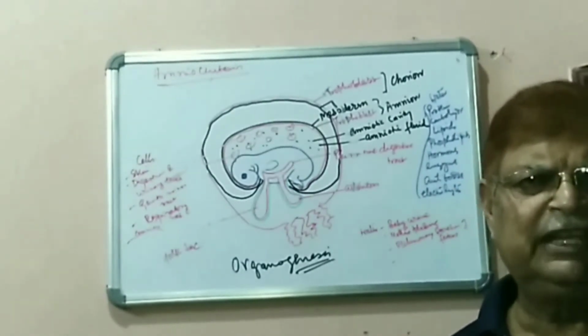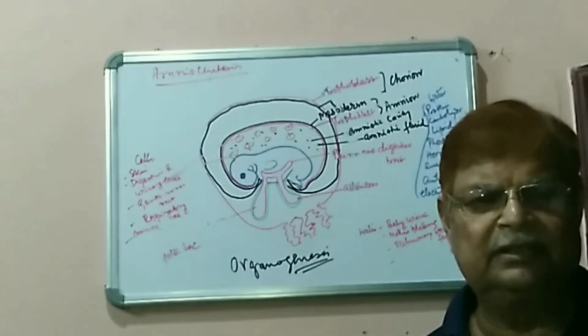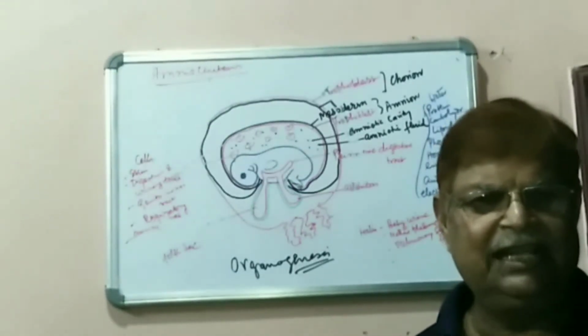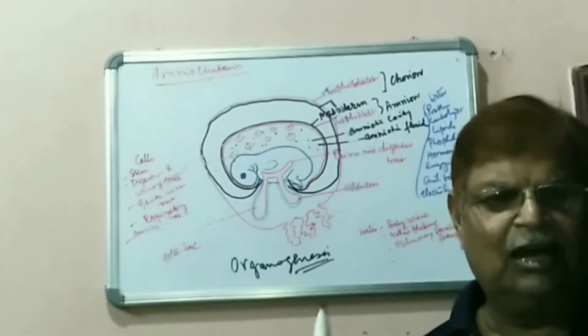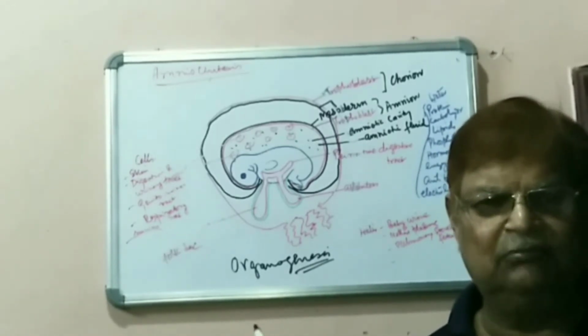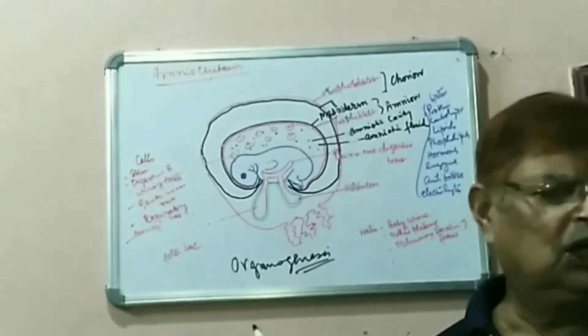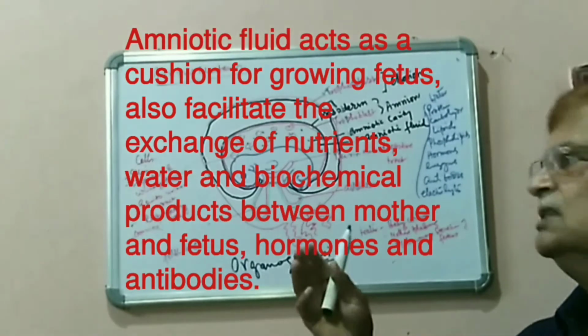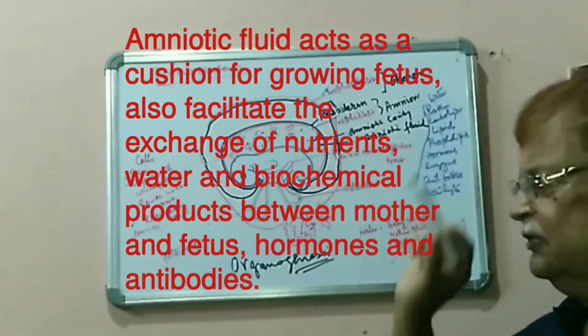The very specific reason to have this amnion is that the development is within the uterus, and this amniotic fluid acts as a cushion around this fetus. So it stops the fetus from desiccation. Second, any jerks or any bumping is minimized by the presence of this amniotic fluid.